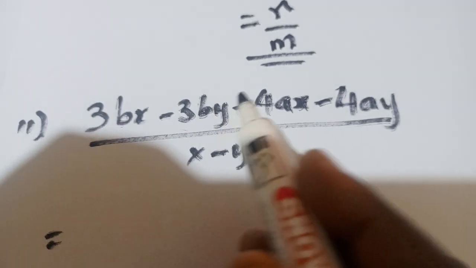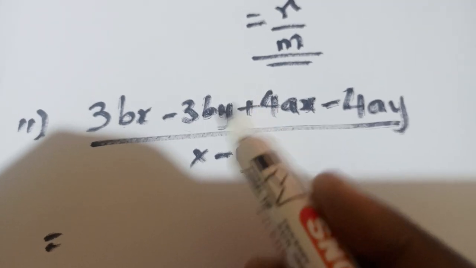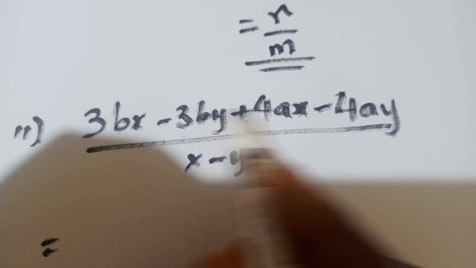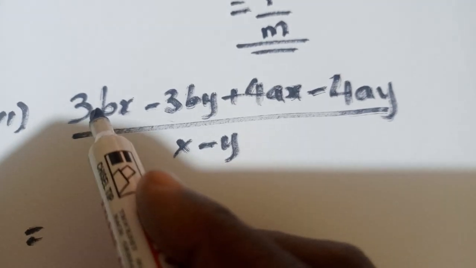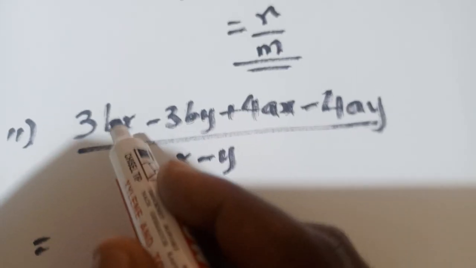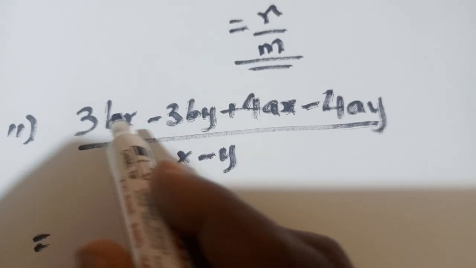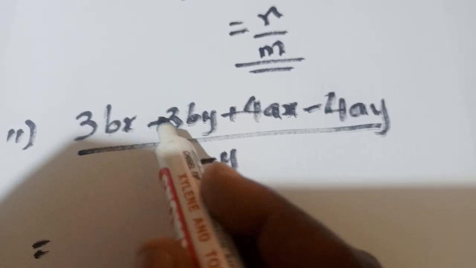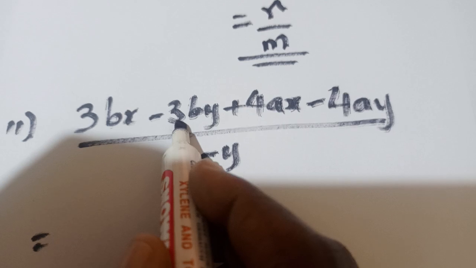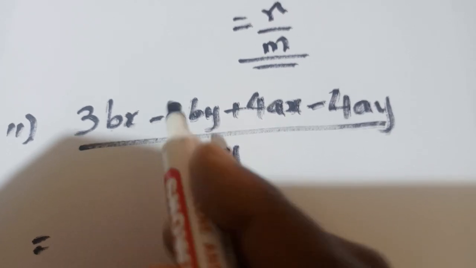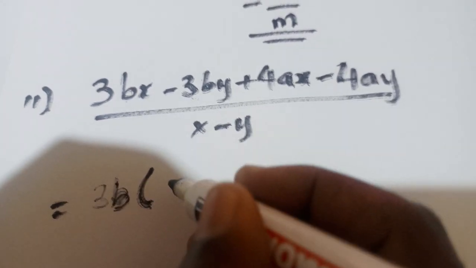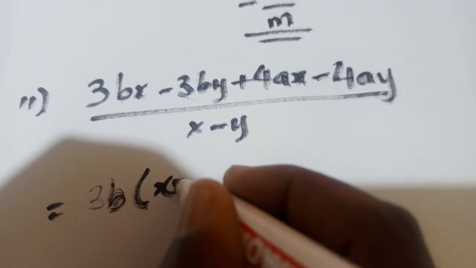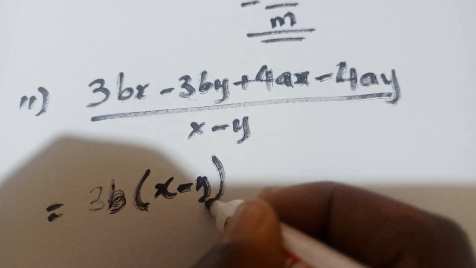So if you remember from our earlier clips of factorization by grouping, in this case, since we have 4 terms, 1, 2, 3, 4, we have to factorize by grouping. And that involves, if you refer to our earlier clips, pairing the terms that we have here. So in this case, we can start by the first pair. We have the common term is 3b. So we have 3b into, in the bracket, we remain with x minus y.